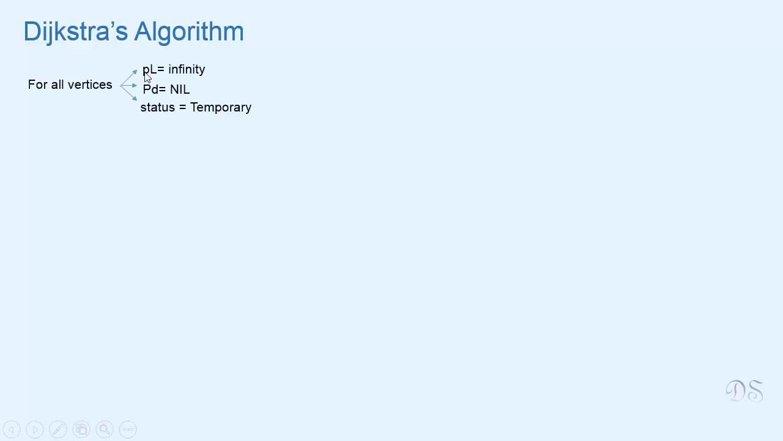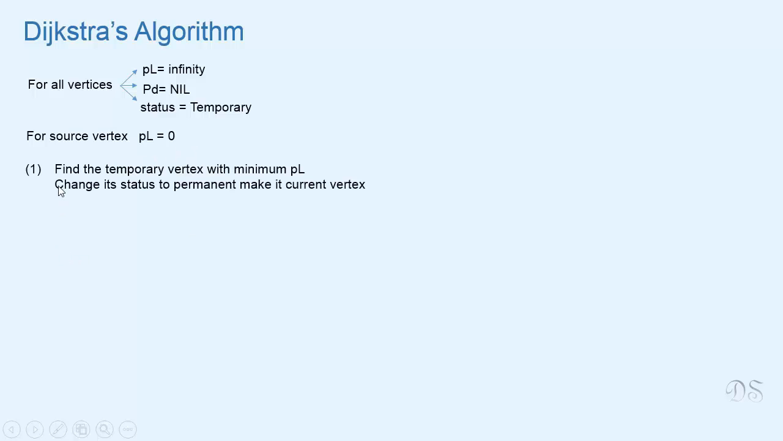Initially, for all vertices, path length is equal to infinity, predecessor is nil, and status is temporary. Now first we make the path length of the source vertex equal to 0. Now from all the temporary vertices of the graph, we'll find the temporary vertex which has minimum path length and we'll make it permanent, and it becomes the current vertex. At the start of the algorithm, the source vertex has minimum path length. So the source vertex will be the first one to become permanent.